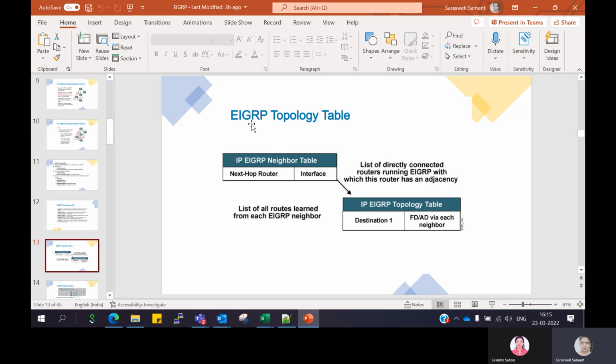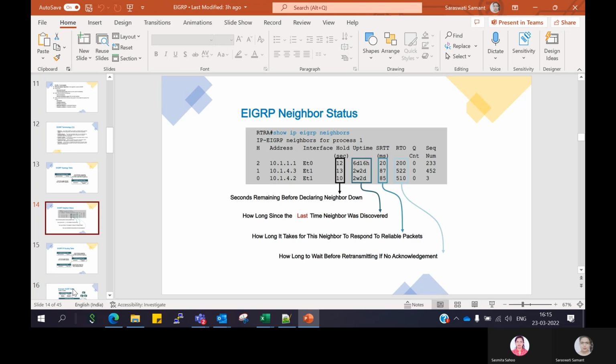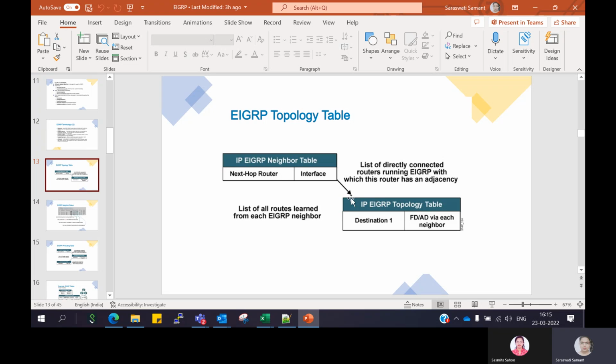What exactly is the EIGRP topology table? There are different tables that it will be taking care of. It will be having the neighbor table and then the topology table. Those are the two tables it will be taking care of. In the neighbor table, you will be having information regarding the next hop router and the interface from which it has learned the routing information about the next hop router. In the topology table, it will be having information about FD and AD to reach the destination.